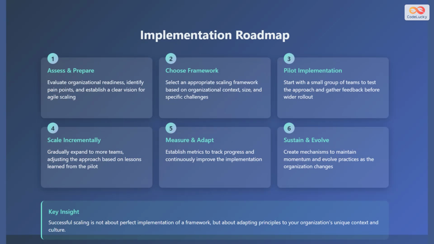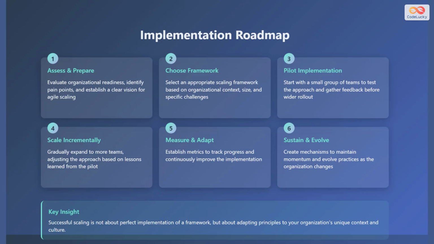To successfully implement and scale Agile, you can follow this roadmap. First, assess and prepare by evaluating organizational readiness, identifying pain points, and establishing a clear vision for Agile scaling. Then, choose an appropriate scaling framework based on organizational context, size, and specific challenges.